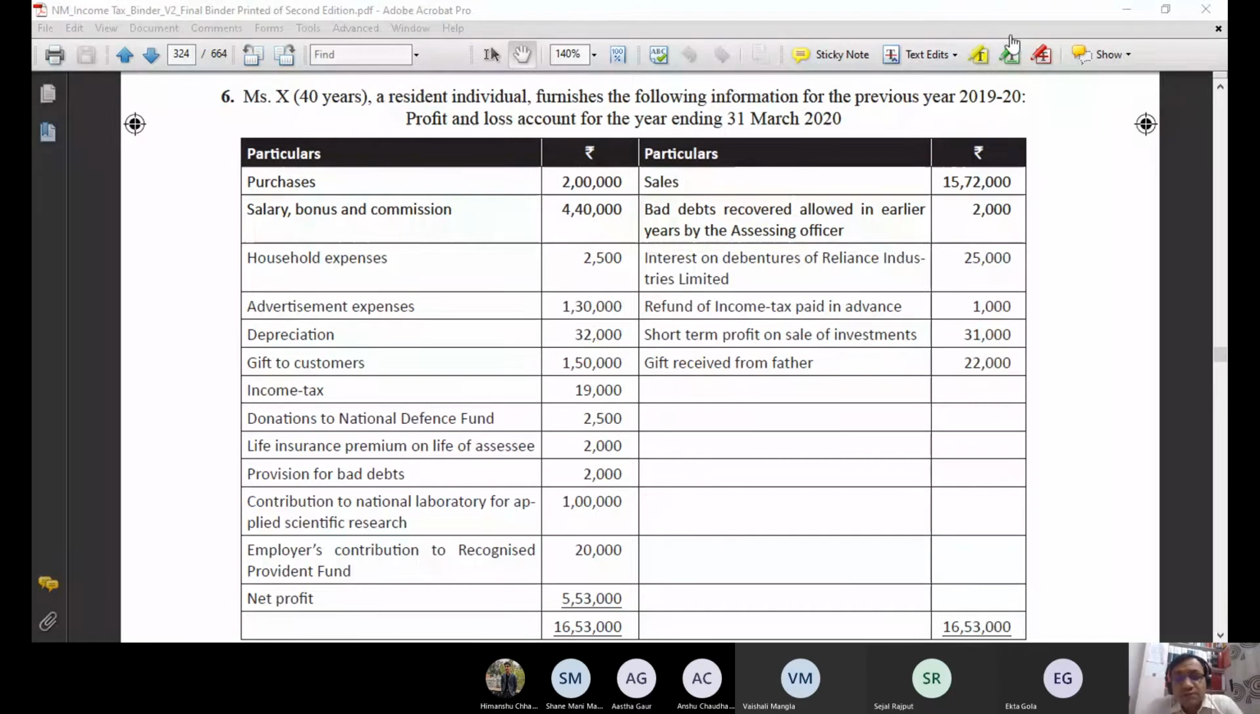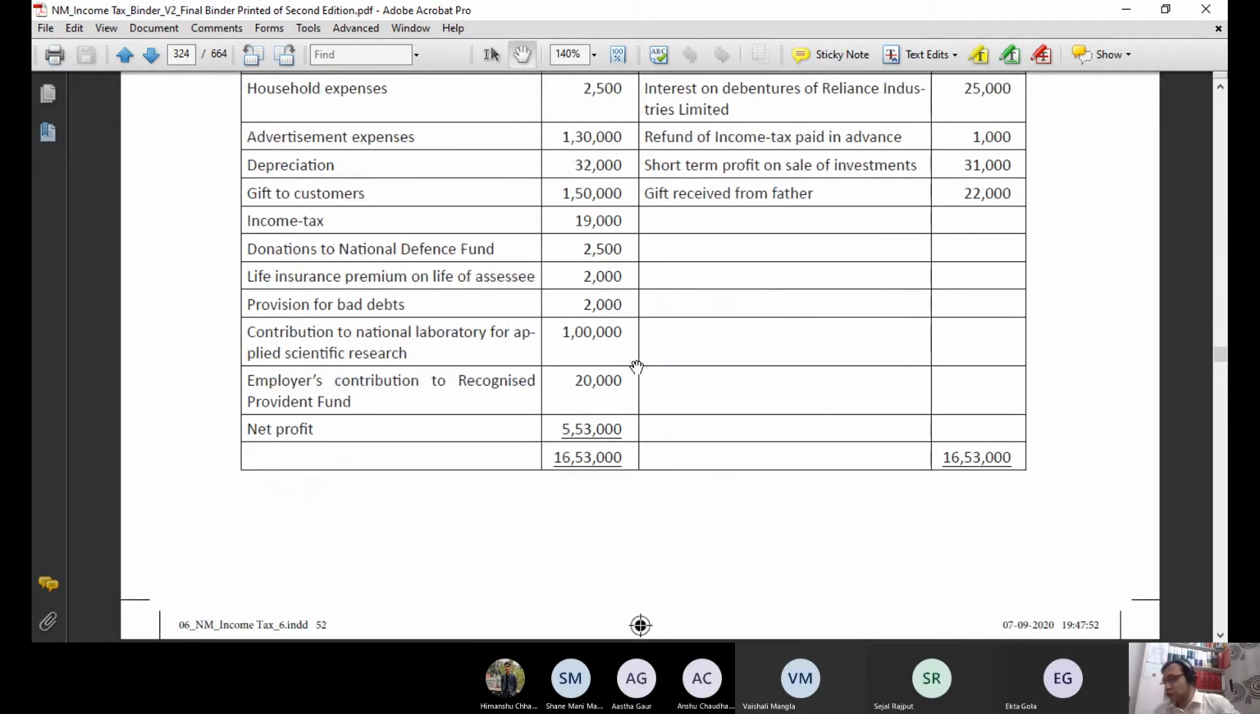Short-term profit on sale of investment. It is what? Short-term capital gain, STCG. Why is it shown here? Remove it. Gift received from father. It's not a business income. It can be income from other sources. I have not yet discussed with you the provisions of gift, but one thing is sure: just because I received a gift I cannot show this as my business income. So this is how I will correct my P&L account. So let us start solving the question.